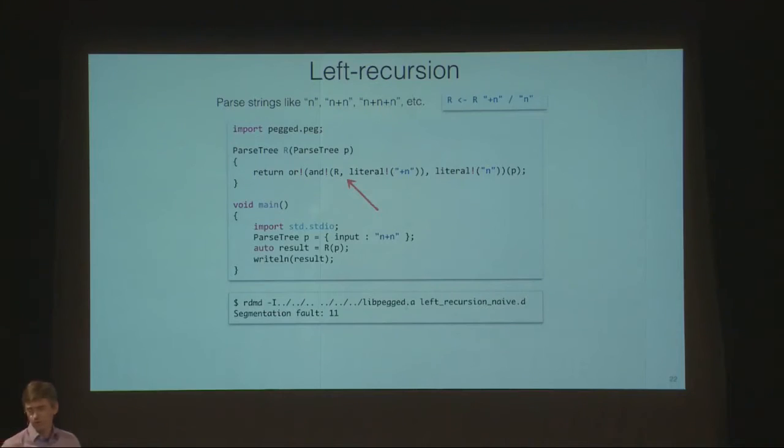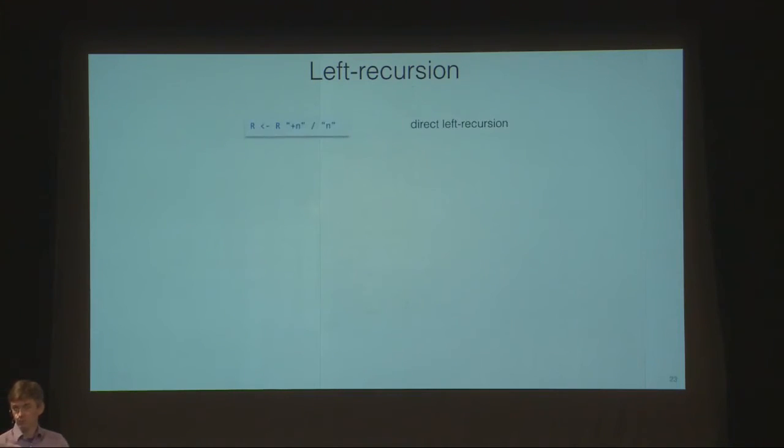But what happens here is obvious, of course, if you look at the code. I'm sure all of you spotted this immediately. R calls into itself with the same argument, that is, trying to parse the same input at the same position. And it keeps on trying until it miserably runs out of stack space, almost instantly. Very nasty. So this phenomenon in the rule that we have just seen is called direct left recursion.